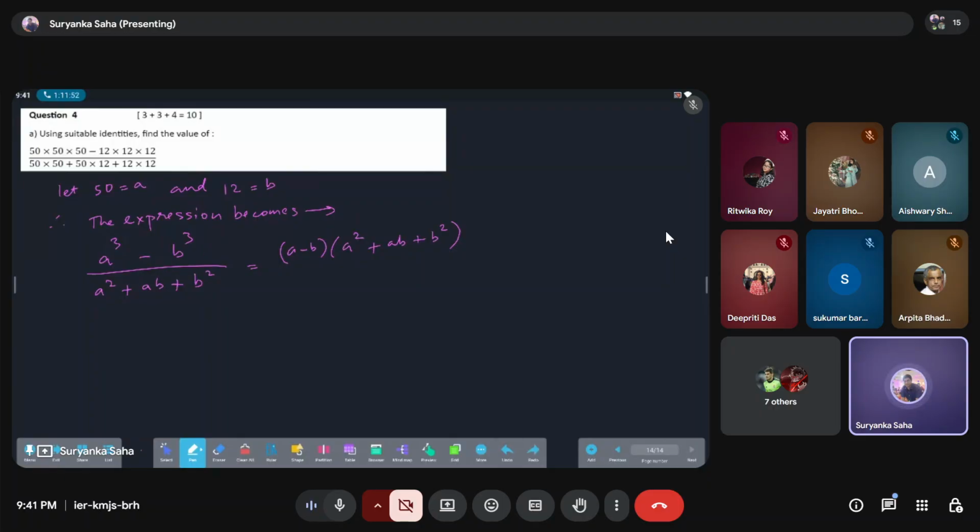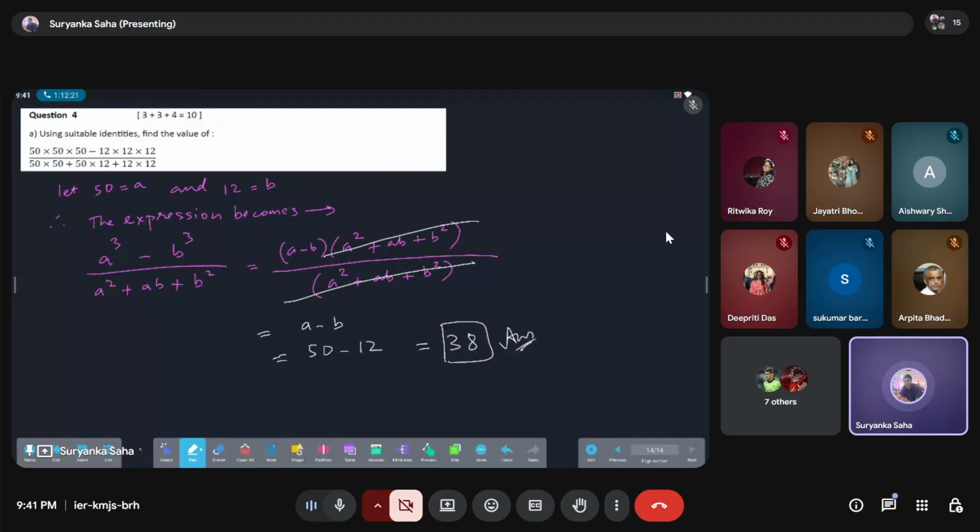Right? Now in the denominator there is already one A square plus AB plus B square present. Now this is also very satisfying, to cancel these big blocks together, and it is only A minus B. A is 50 minus B is 12, so the answer will be 38. That's the answer. This problem also I have adjusted the values and created, because this type is in your book, but I have only adjusted the values. Understood? Very baby type problems.